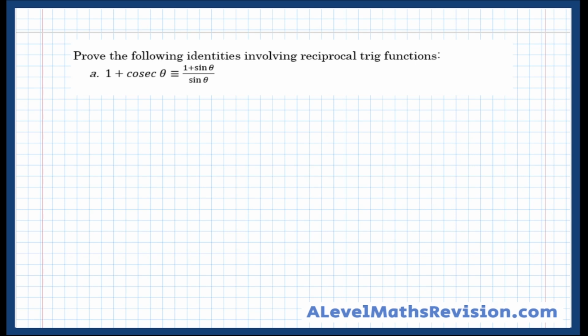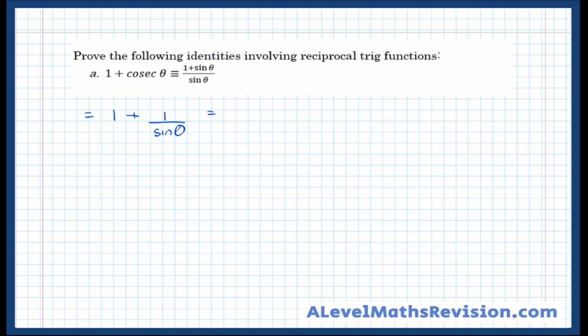But it says 1 plus cosec theta is identical to 1 plus sine theta over sine theta. Now remember from the double angle questions, the way to prove this is to start with this and manipulate it and make it look like this, with this here being the very last thing you write. So if you want to have a go, please do, pause it. But I'll start. So that's equal to 1 plus 1 over sine theta. Cosec theta is 1 over sine theta.